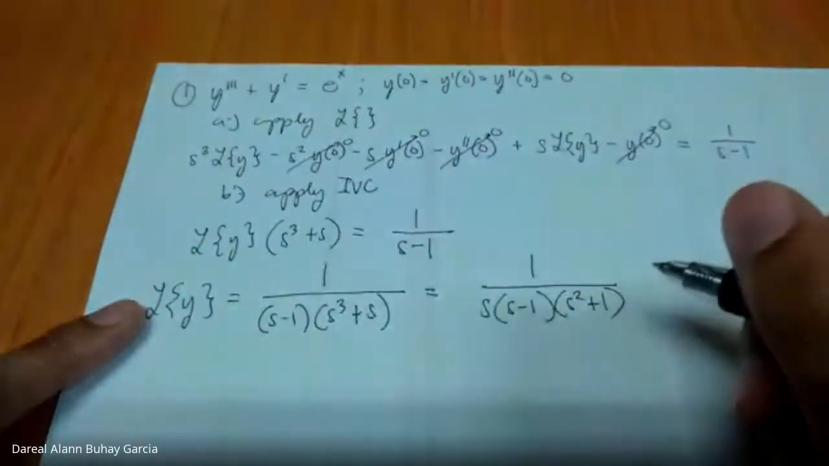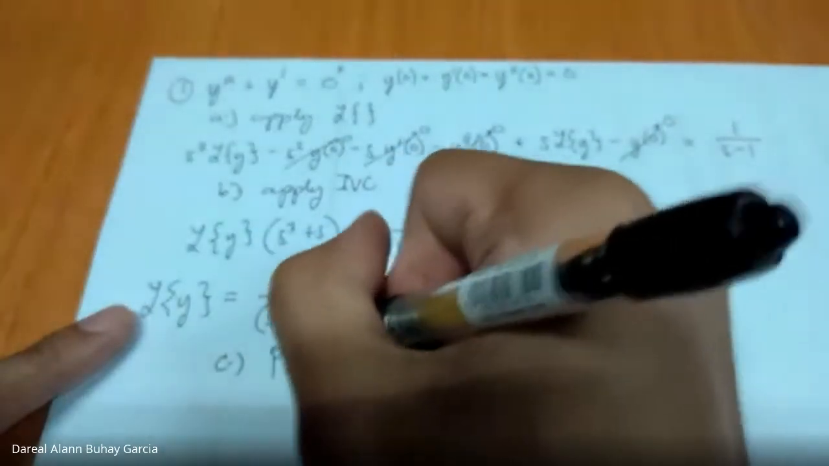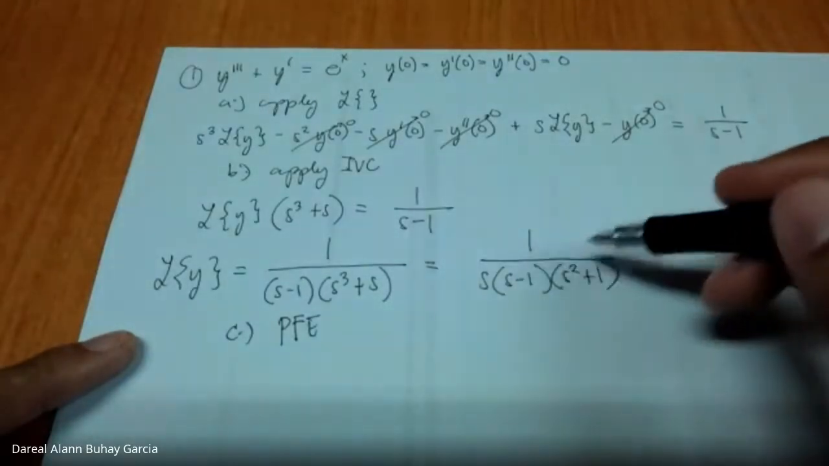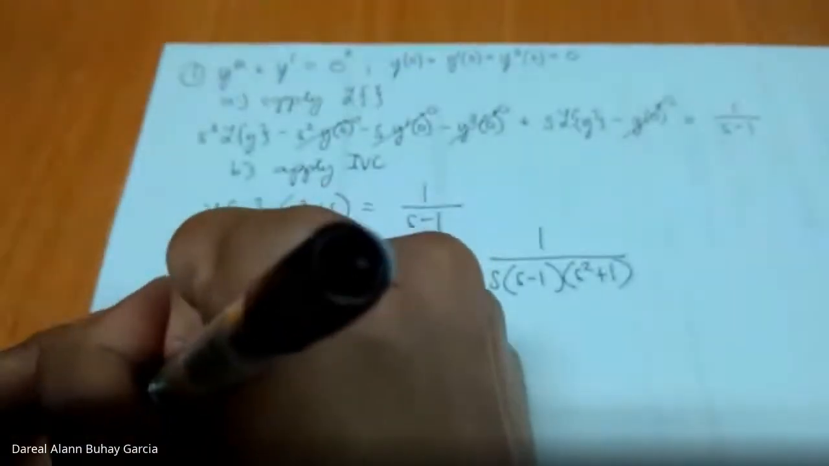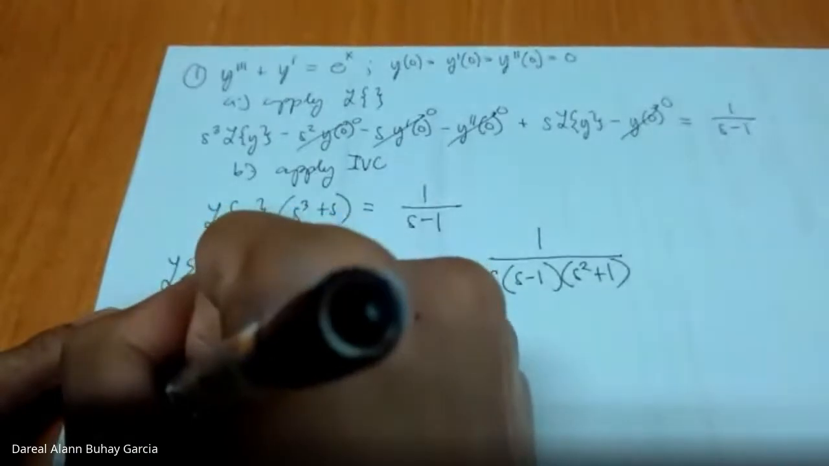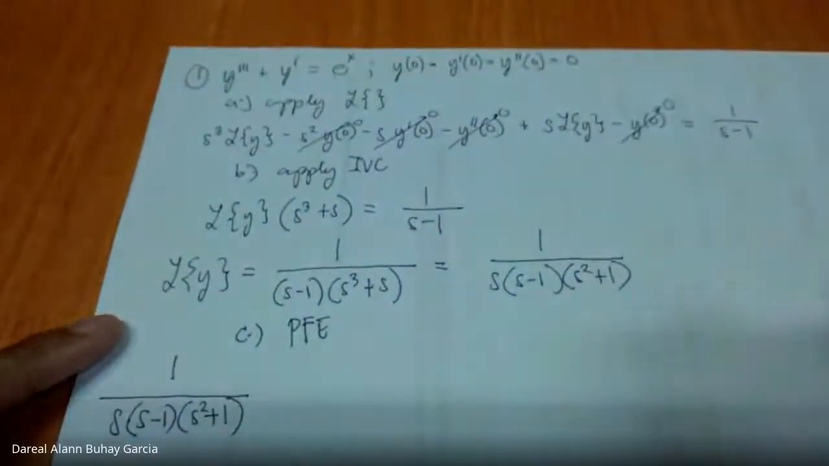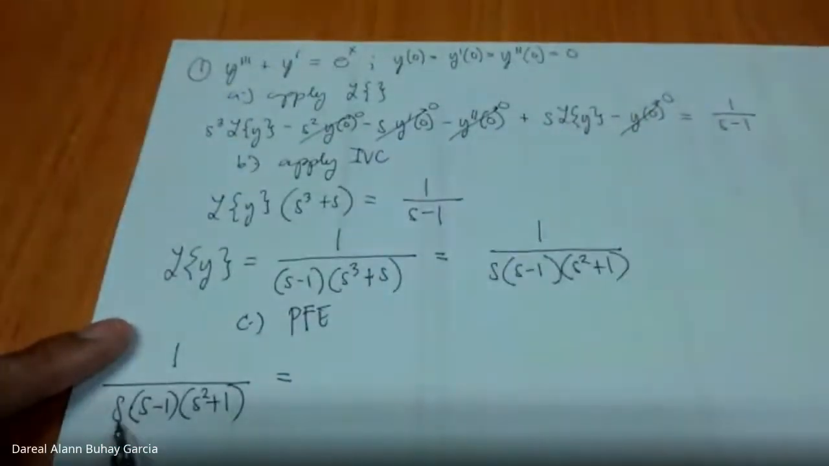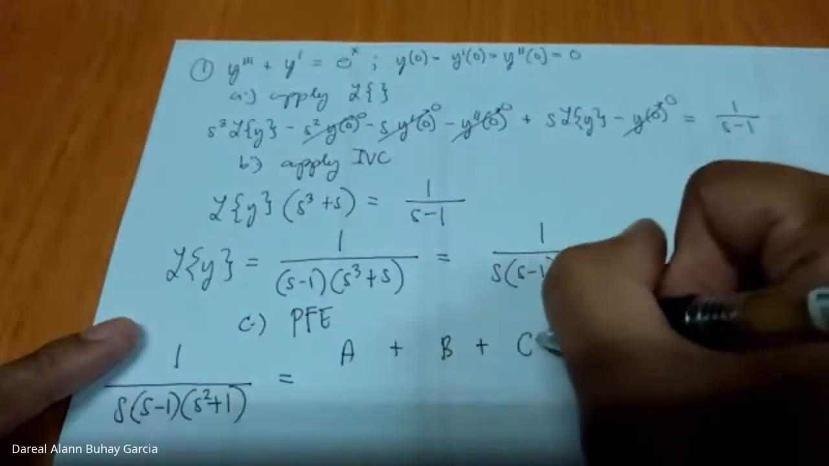Step C, partial fraction expansion, partial fraction decomposition. 1 over s minus 1 times s squared plus 1 is equal to a over s, plus b over s minus 1, plus cs plus d over s squared plus 1.